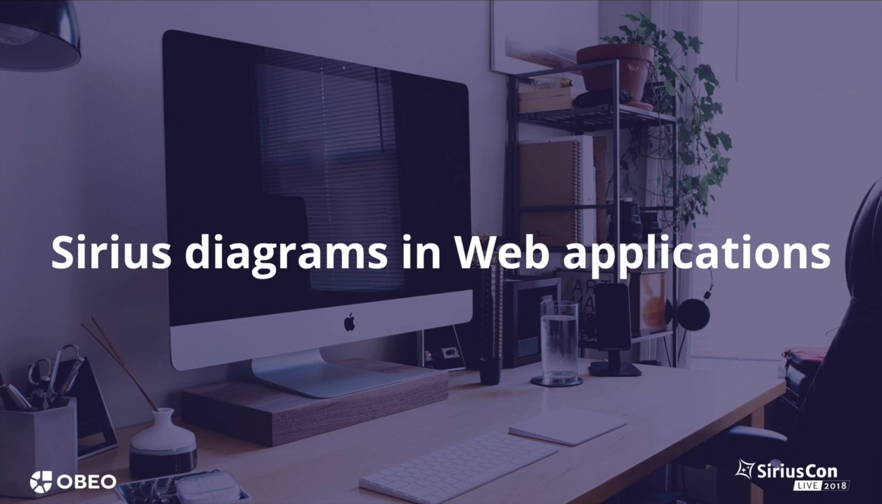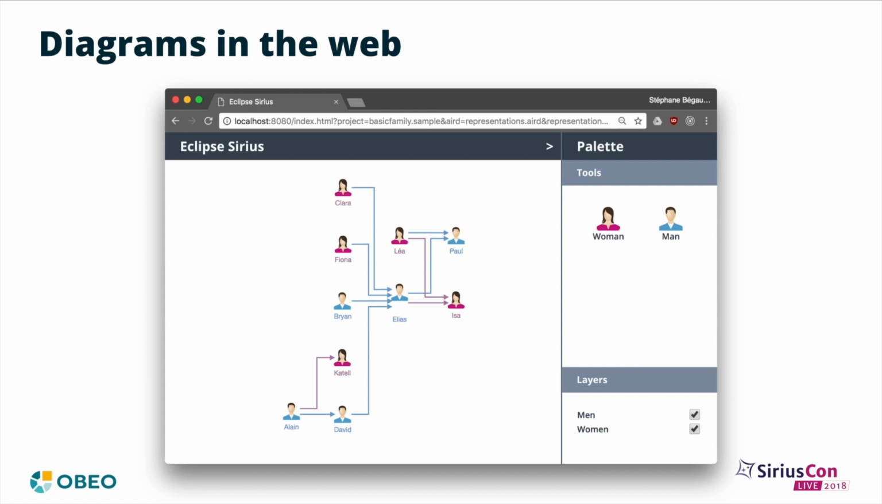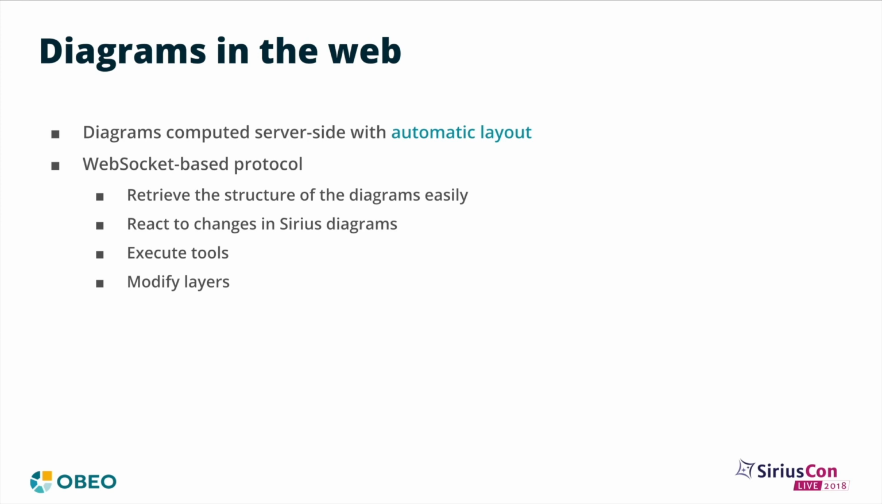Along the creation of this GraphQL API, we have also worked on providing support for Sirius diagrams in other web applications. Today, we can integrate Sirius diagrams inside of a web page by reusing the existing ODesign configuration. You can see here the basic family sample with its diagram, its tools, and its layer. For this work, the diagram and its layout are computed server-side and then rendered in SVG in JavaScript. Thanks to a WebSocket-based protocol, we're able to retrieve the structure of the diagram anytime it is updated. We can also execute tools or modify the layers of the diagrams.